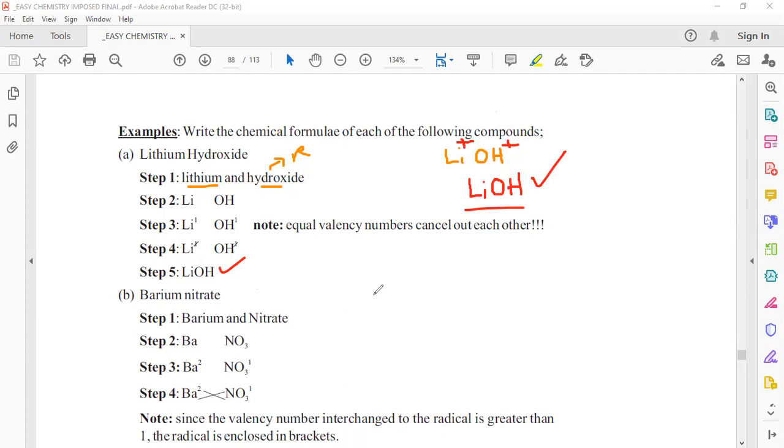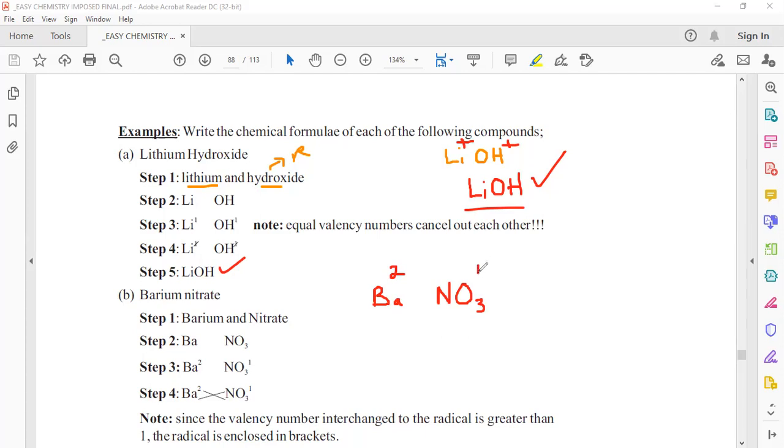So barium nitrate, you have barium, which is capital B small a. What is a nitrate? A nitrate is NO3. The valence number of barium: barium is an element, so you find the valence number on the periodic table. The valence number is 2. But you cannot find the valence number of a radical on the periodic table, so we use the table of radicals. So you have to master the valence number of radicals.